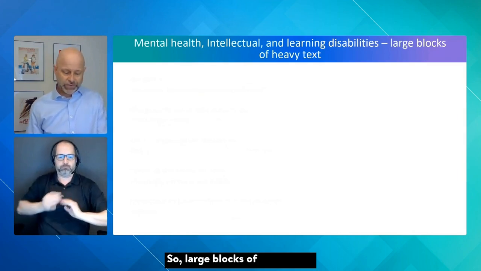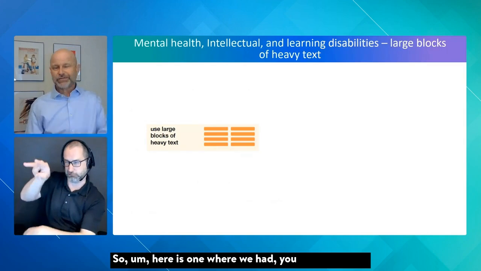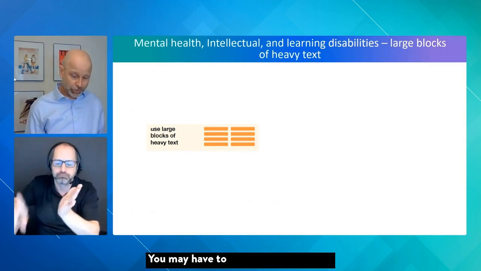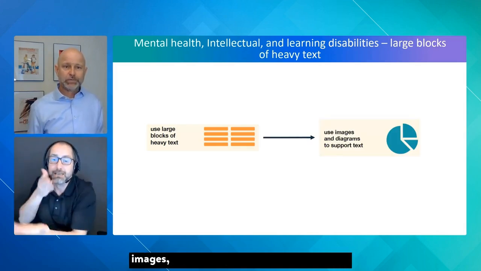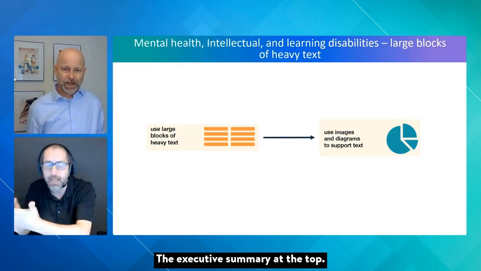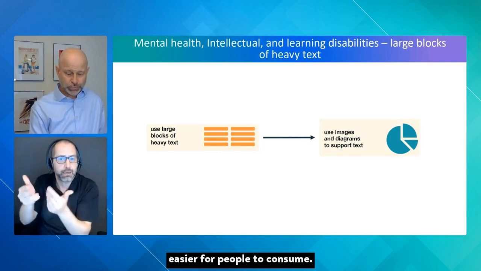So, large blocks of heavy text. Here is one, a scientific paper, let's say, crammed with information. You may have to do that, but also give images, give diagrams, give supporting text. What do they call that? The executive summary at the top. Make it a little bit easier for people to consume.